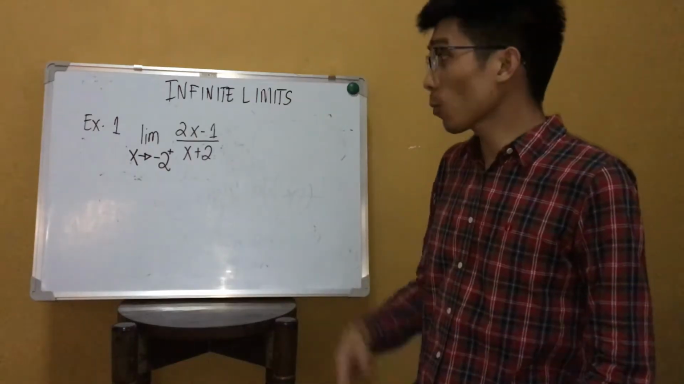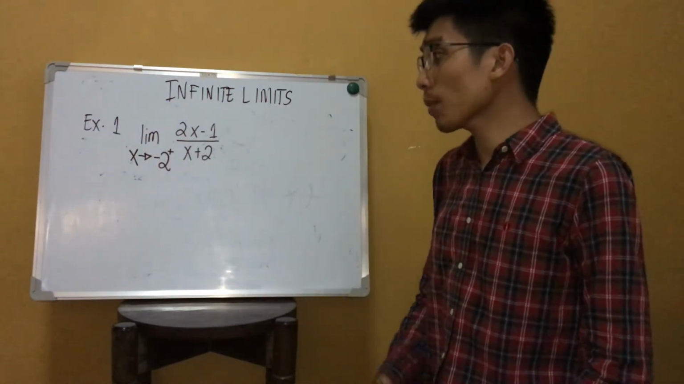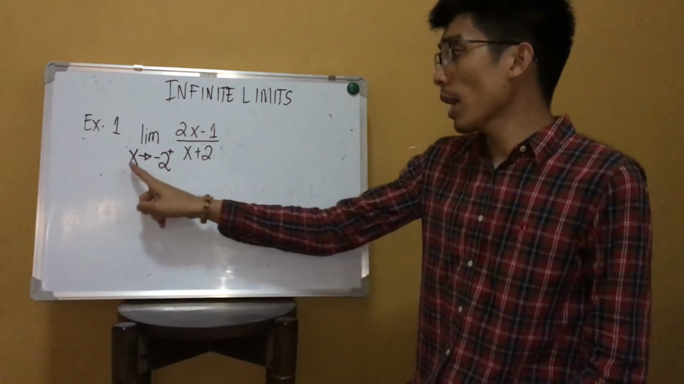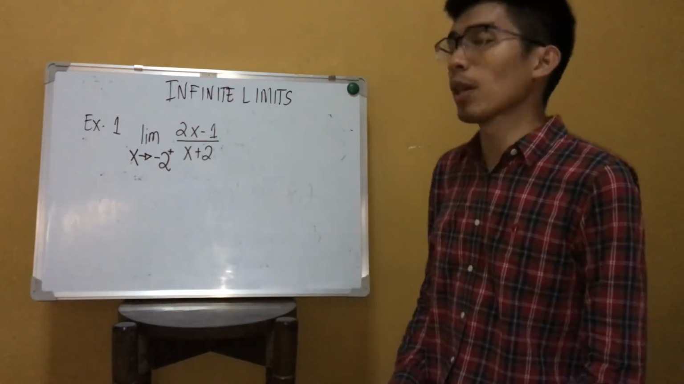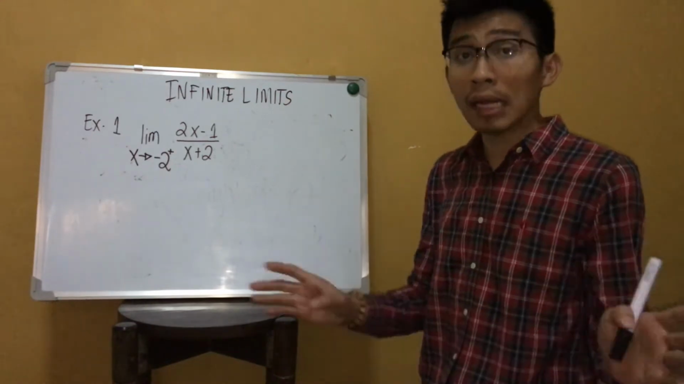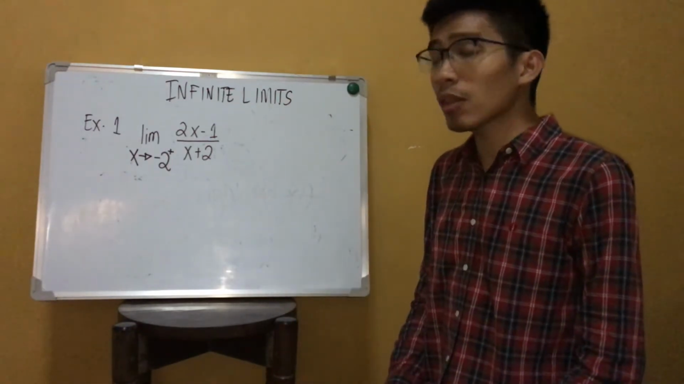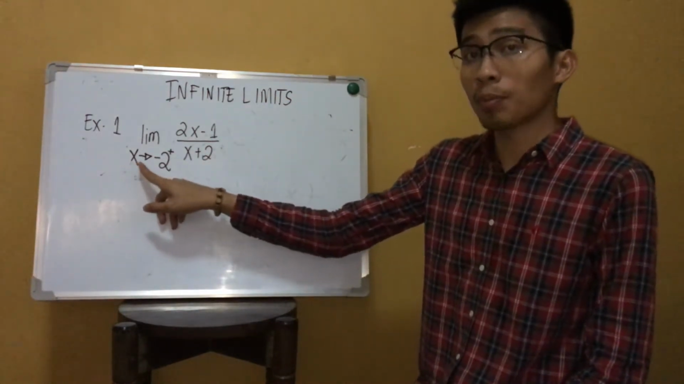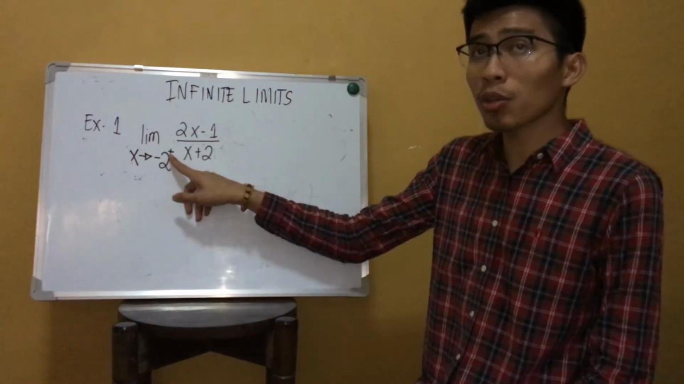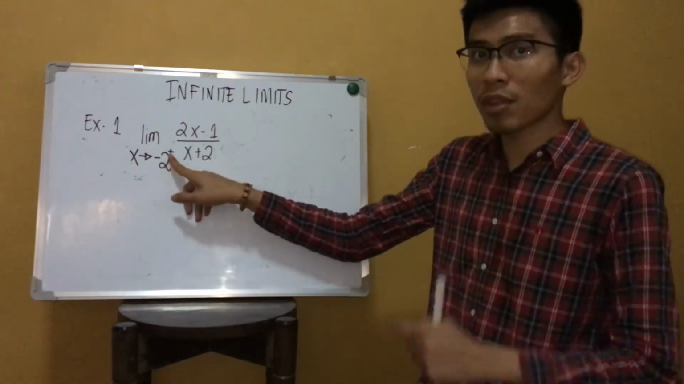The problems involving infinite limits. For example, the limit of (2x minus 1) over (x plus 2) as x approaches negative 2 from the right. But before we solve this kind of problem, let's identify the characteristic of this problem, because every time you deal with infinite limits, there is this one characteristic. Look at where your x approaches. You will see a sign at the top of that number.